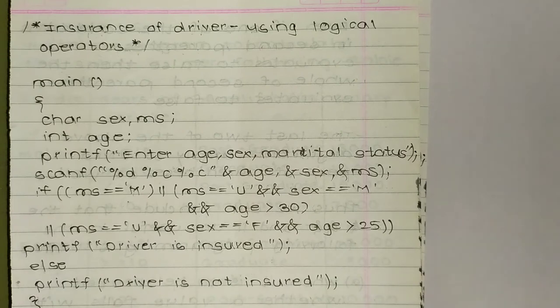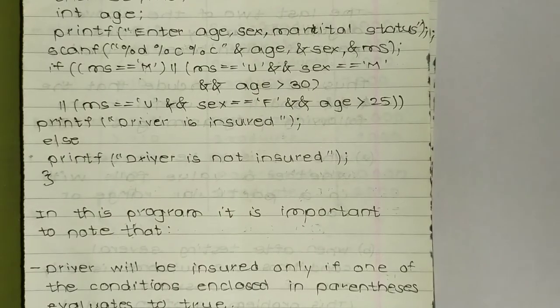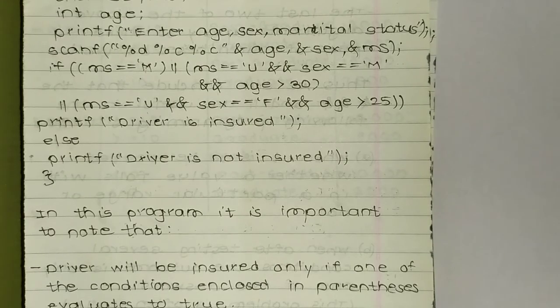Then printf driver is insured, else printf driver is not insured. So here we are giving whether it is insured or not insured. In one if statement we have mentioned all of the conditions. That is, marital status should be married, or it can be unmarried and male, and age should be more than 30. So all of these have been mentioned within logical operators.